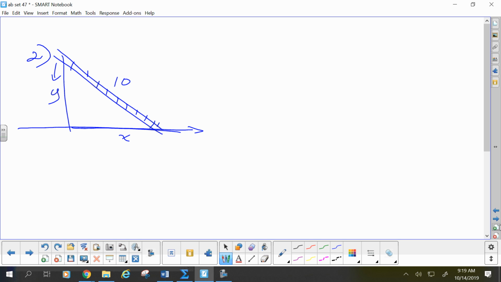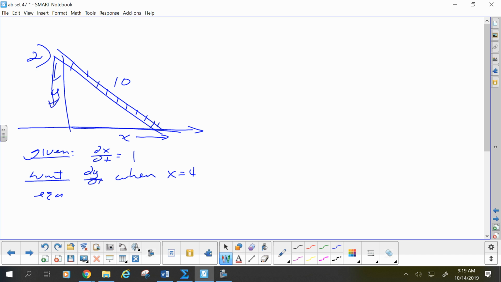You're given that the base is pulling away from the wall at a rate of 1 meter per second. So what are you given? dx dt is 1. They want how fast the top of the ladder is sliding down. So what do they want? When something happens. When what time? When the base is 4, so x is 4. What's the equation we should use? Yeah, by Pythagorean theorem, 10 squared equals x squared plus y squared. Now you can differentiate with respect to time.